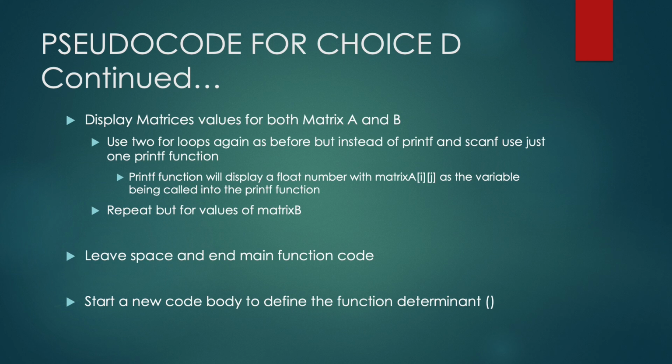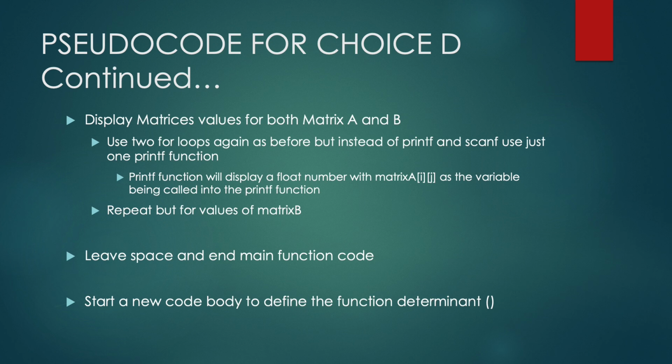We would then display the values of both matrices A and B to the user terminal by using 2 for loops again as before, but instead we would just use one printf function that will display the float numbers of matrix A of I and J, the same for matrix B, and it will be shown to the user by the terminal. We will have to leave some space between that and the return 0, because we will come back and return a function into the main function.